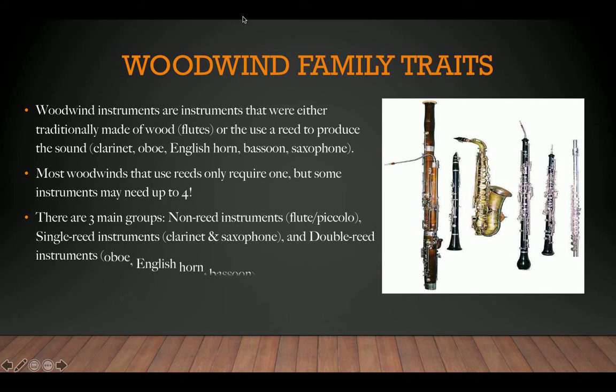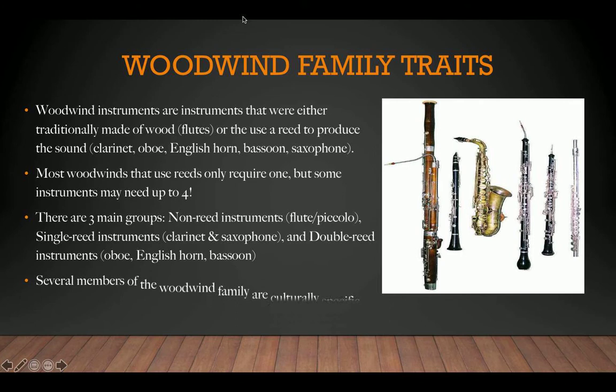So, the three main groups in music that you will be hearing are non-reed instruments, which would be flutes, piccolos, pipes, those types of things; single-reed instruments, which would be clarinet and saxophone; and double-reed instruments, which are oboe, English horn, and bassoon. Now, like I said before, several members of the woodwind family are culturally specific. All that means is that they are unique to certain areas of the world, certain cultures, and they use them to make their own music for that specific culture.